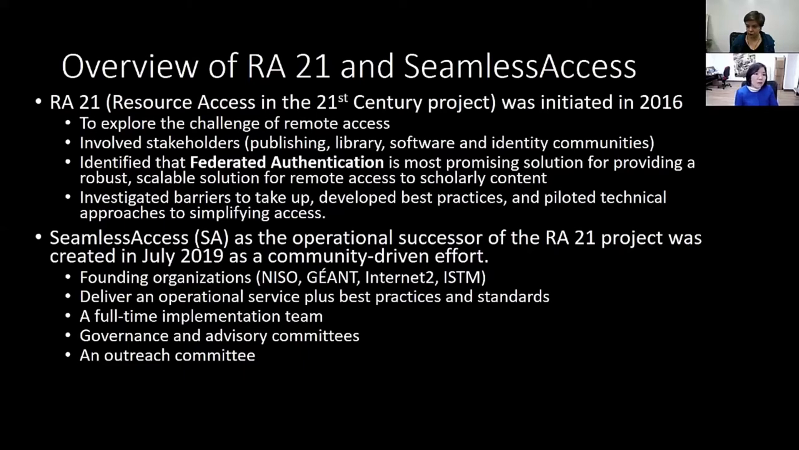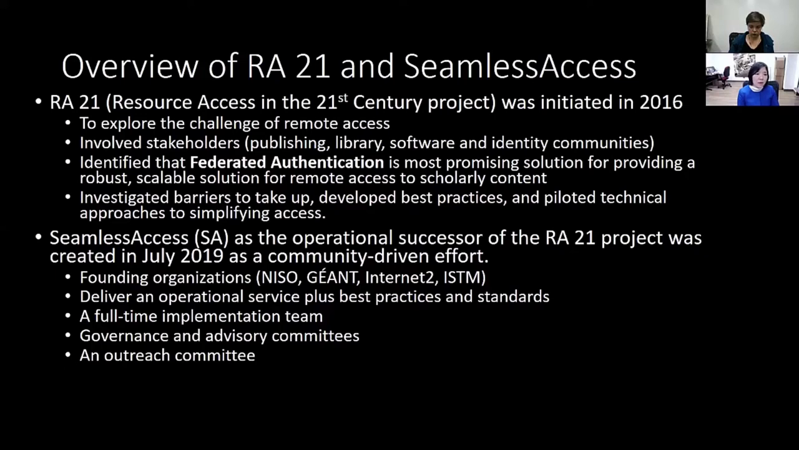So here is a little overview about both project and services. As I mentioned, RA21 was initiated in 2016 to explore the challenge of remote access we are facing. It also involved stakeholders from multiple layers, including publishing, library, software, and the broader identity community. The project identified that federated authentication is the most promising solution for providing a robust, scalable solution for remote access to scholarly content. The project also investigated barriers to take-up, developed best practices, and piloted technical approaches to simplify remote access.